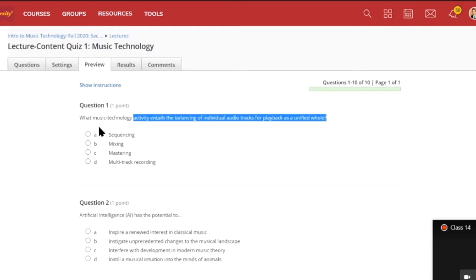Okay, so this first lecture was devoted to what the heck is this whole area of study of music technology? And it asks this question here about one of the specific music technology activities. What music technology activity entails balancing individual audio tracks for playback as a unified whole? Is that sequencing, mixing, mastering, or multi-track recording? If you are balancing individual audio tracks, you are in fact mixing, which is one of the focuses of this class.